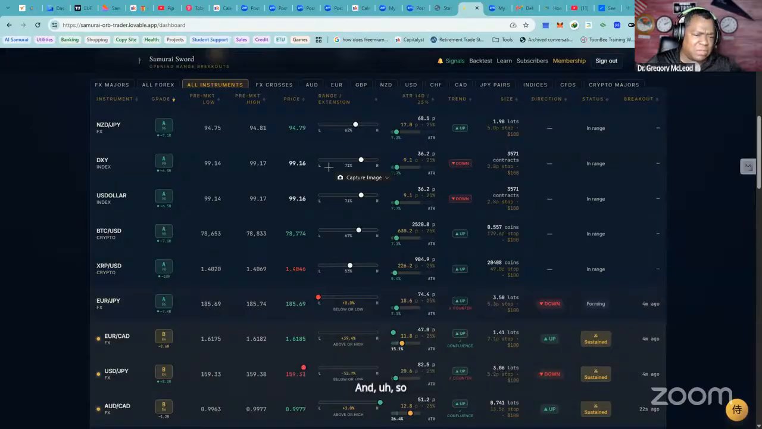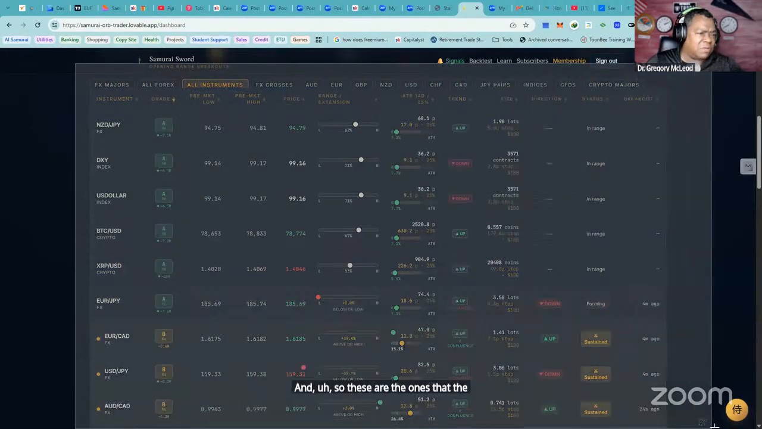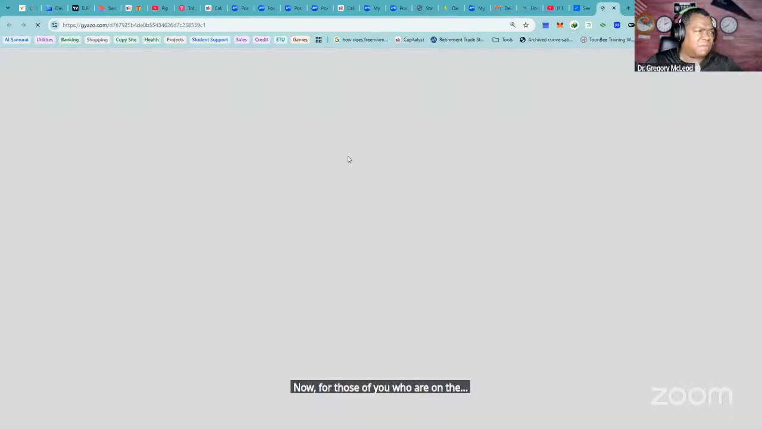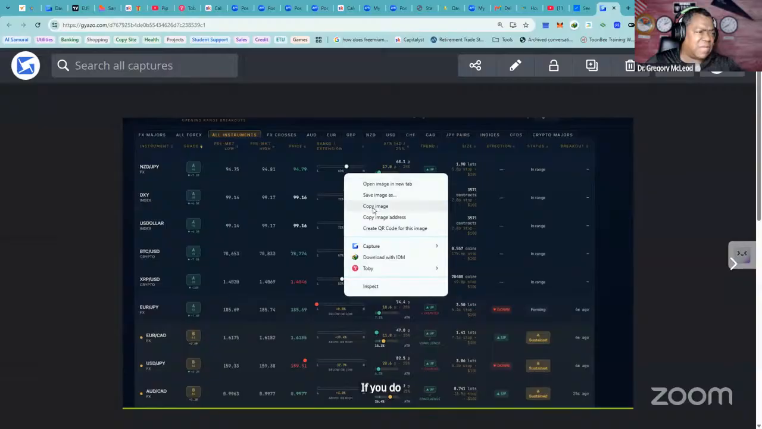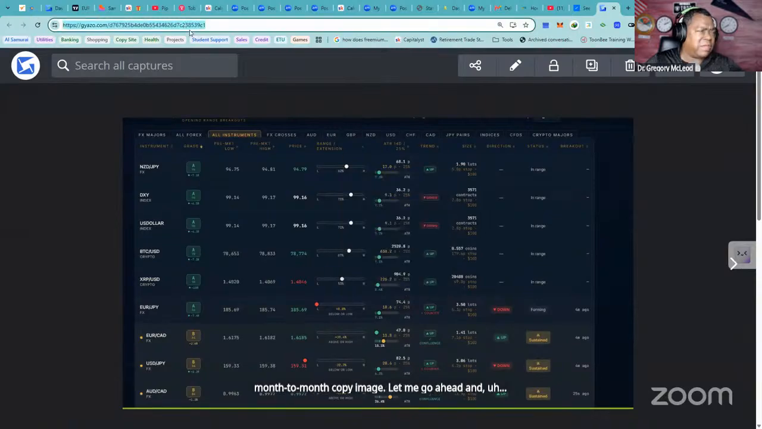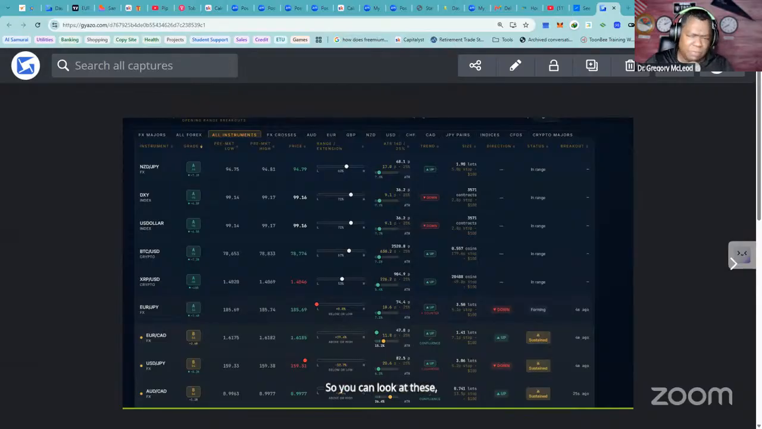For those of you on monthly, you'll get the seven days or so, month-to-month copy image. Let me give you the link to that so you can look at these. These are the potential breakouts that we want to look at. We'll dive into each one.